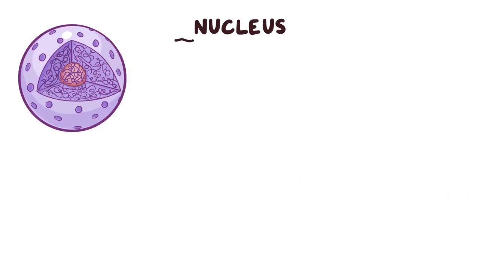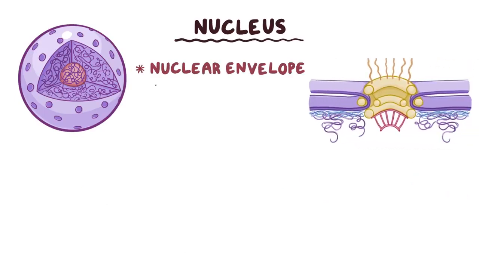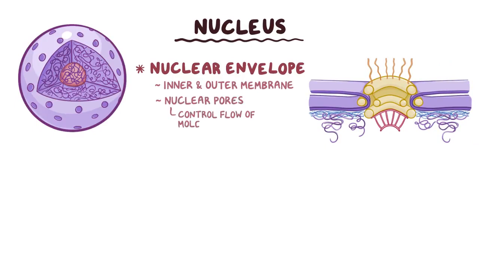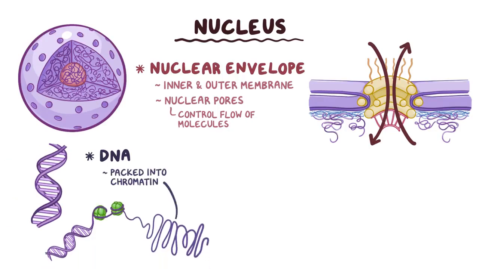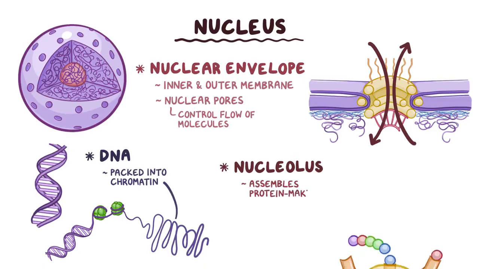Alright, as a quick recap. The nucleus is surrounded by the nuclear envelope, which has an inner and an outer membrane. Nuclear pores run through the envelope, and they control the kind and flow of molecules that are allowed in and out of the nucleus. Inside the nucleus, there's DNA, which is tightly packed into chromatin. Inside the nucleus, there's also the nucleolus, which assembles protein-making ribosomes.